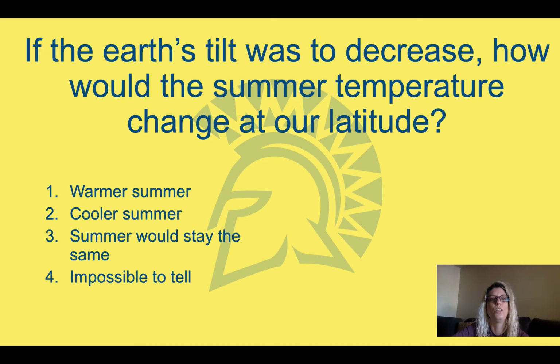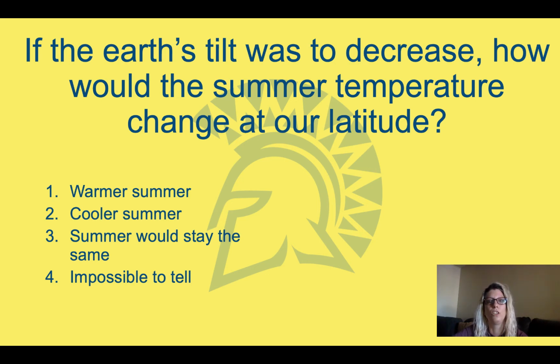Okay, so to also go into our Earth and the Earth cycle, or the way it revolves and its tilt and all of that, what would happen if the Earth's tilt was to decrease? How would the summer temperature change at our latitude? Now, in order to think about this, you're going to want to think about the fact that when are we closest to the sun? When is our planet closest to the sun?